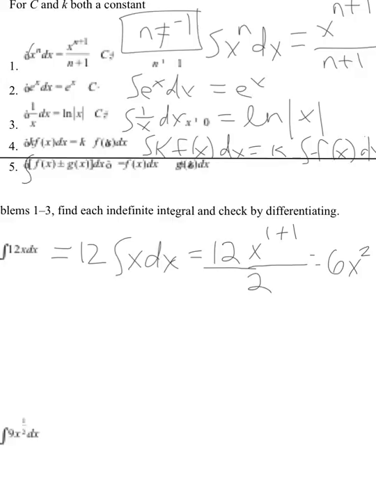Now, how could I make sure this thing has been integrated correctly? Try to differentiate. What would you get if you differentiate 6x squared? 12x. That's all there is to it. Okay, now that was a single term. That was very simple.